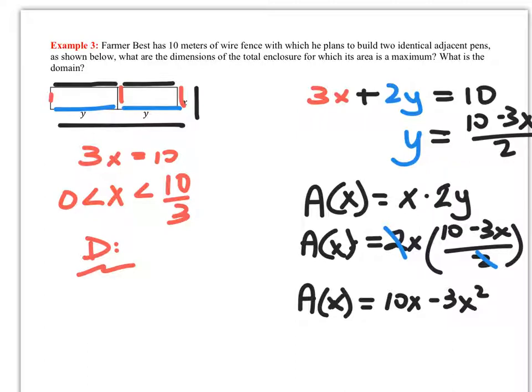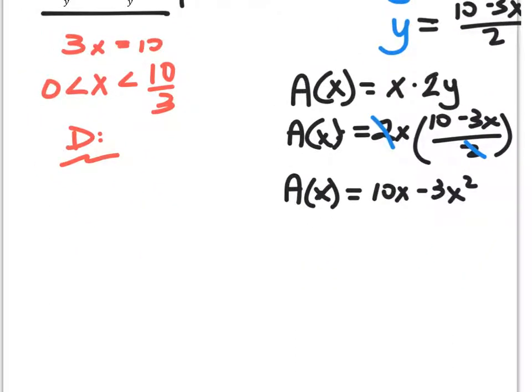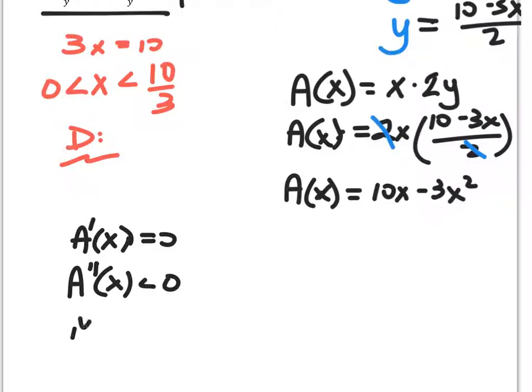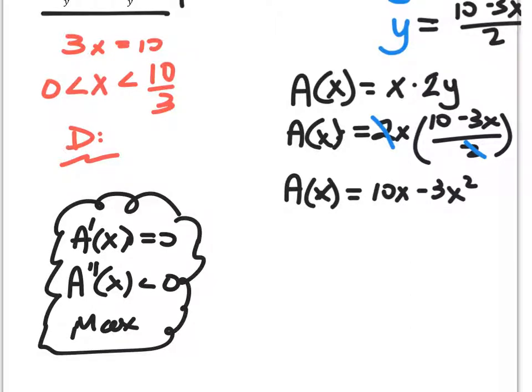Okay, I'm going to do the exact same thing I did in the last problem. If A prime of x, since I want to maximize, equals 0, and A double prime of x is less than 0, then I'll have a maximum. That won't require me at all to test any other endpoints or anything like that. This is really sneaky and awesome, but it doesn't always apply. Okay, so the derivative A prime of x would equal 10 minus 6x.